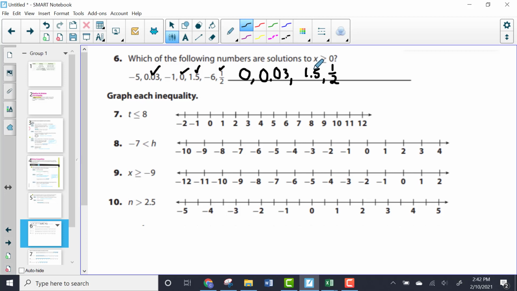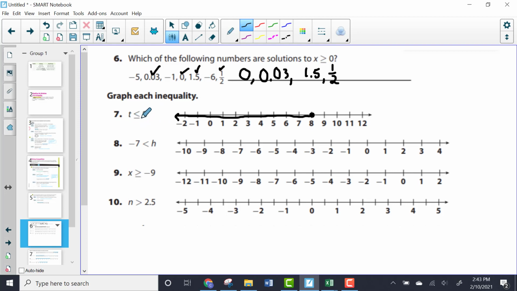Now, let's take a look at the problems on 323 together. Let's take a look at number 7. This reads t is less than or equal to 8. In order to graph this correctly, we go to 8 and color in that circle. Now that we've colored in that circle, it's saying that t is either 8 or less than 8. So we shade in everything on that number line that is less than 8, and it keeps going. All these numbers represent a solution to this inequality.